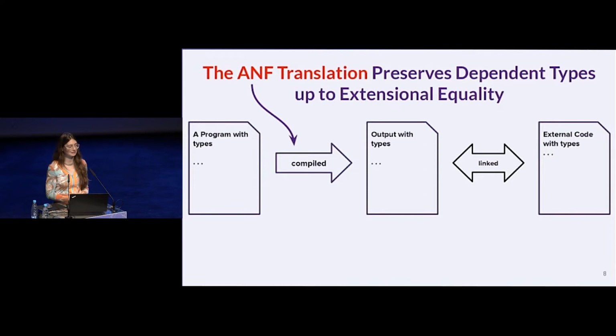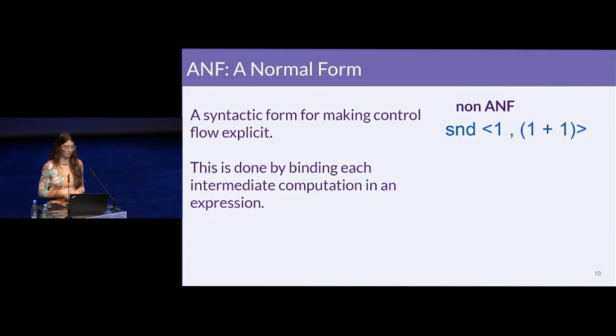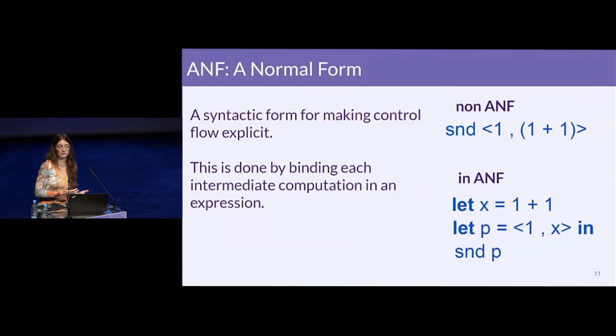Okay, so continuing with decomposing the title of my talk, I'm going to talk about a specific translation, the ANF translation, as a part of compilation. So ANF stands for A-normal form, and it's simply a syntactic form for making control flow explicit. And essentially this is done by just unnesting our functional expressions and making them execute more statement by statement imperatively, like we just saw. And so as an example, we have a functional expression here in non-ANF form, just a second projection, some extra computation going on here. And then in ANF, it would look something like this, where we'd first compute 1 plus 1, then construct the pair, then take the second projection of it.